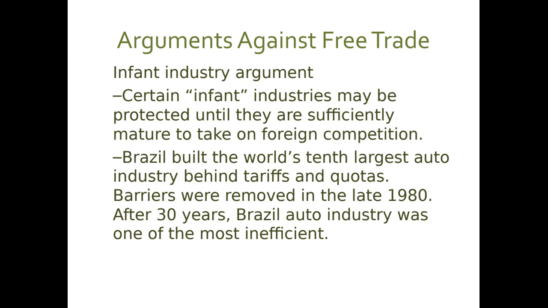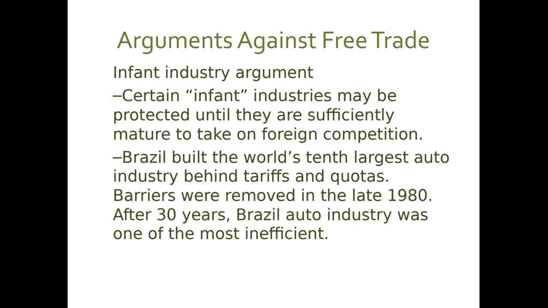Brazil built the world's 10th largest auto industry behind tariffs and quotas. So the Brazilian government protected this automobile industry heavily. Why? Because the Brazilian government thought at that time that this industry was at its initial stage, so it should be protected from international competition, and then when this industry develops, we will open trade. Now see what happens. After quotas and barriers were removed in the late 1980s, after 30 years, Brazil's auto industry was one of the most inefficient. Why? Because that industry was so used to this protection that they would never be efficient, because they know that they are inefficient and they will be protected by the government.